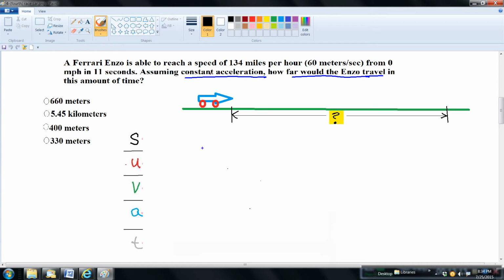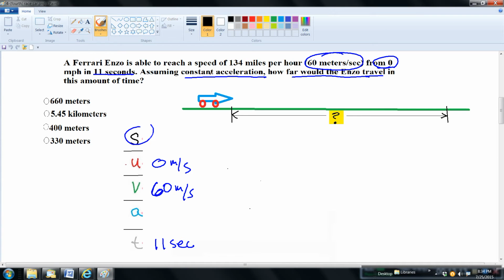Okay, so what do we know? Step 1 is we write SUVAT. Step 2 is put what we know down. We know that this went from 0 to 60 meters per second in 11 seconds. So initial velocity is 0 meters per second. Final velocity is 60 meters per second. And then the time is 11 seconds.